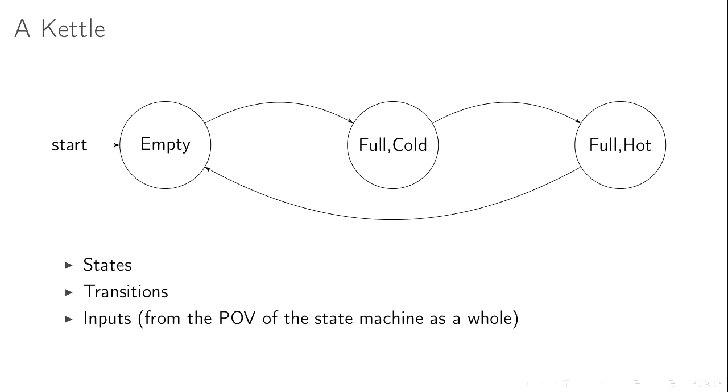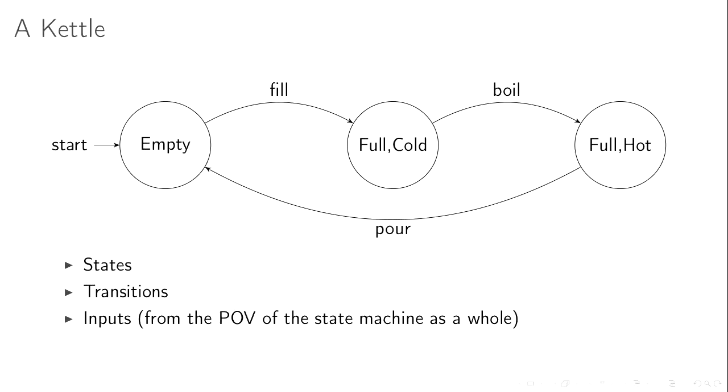So if you think of these three states as your entire state machine, you can think about it as having three different inputs. So your entire state machine, you can fill up the kettle, you can boil the kettle, and you can pour the kettle out.